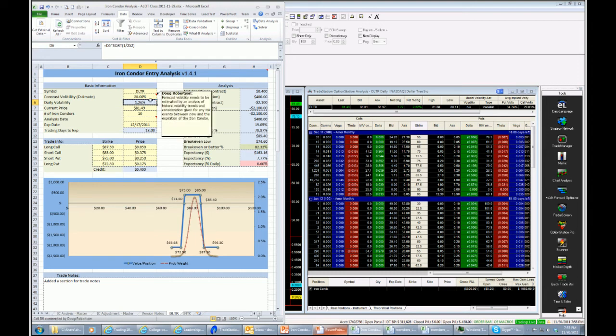Based off of this number here, the forecast volatility, we've created this probability curve. This basically says what is the chance of the stock price landing at one of these prices on the close of the expiration date for the option series. And then what I do is I take every one of these points along this curve.